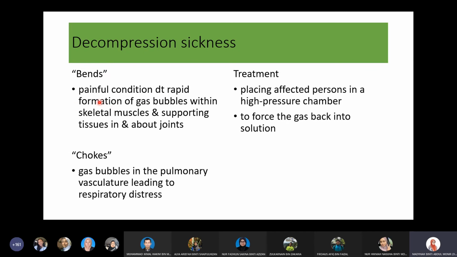This is when the patient develops a painful condition due to rapid formation of gas bubbles within the skeletal muscle and also the supporting tissue and joints, and what we call chokes is when the gas bubbles develop in the lung pulmonary circulation, which causes respiratory distress. So the treatment is usually to place the affected person in a high pressure chamber because we want to force the gas form back into the solution form.